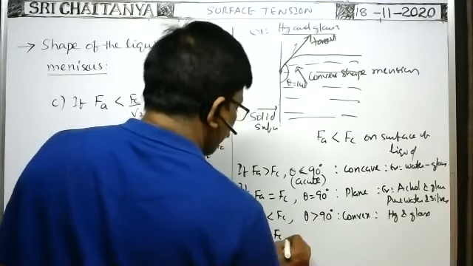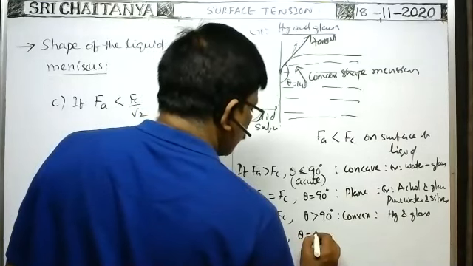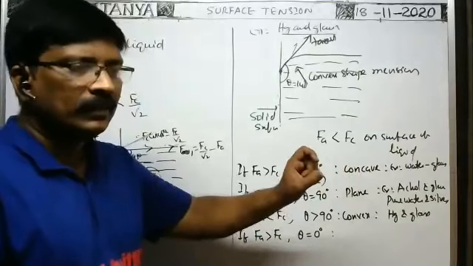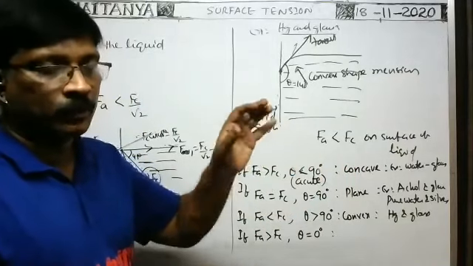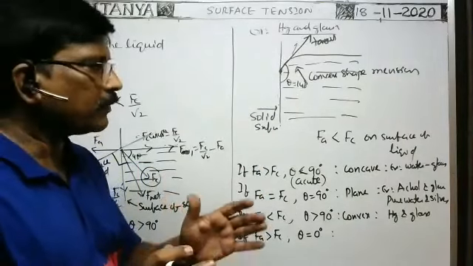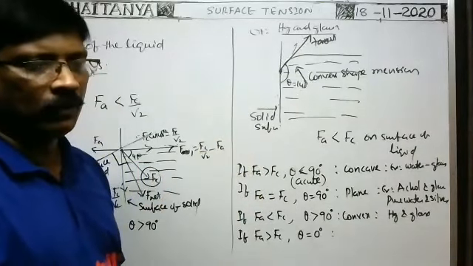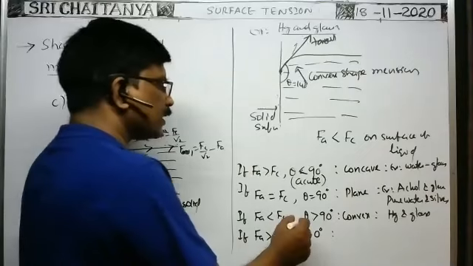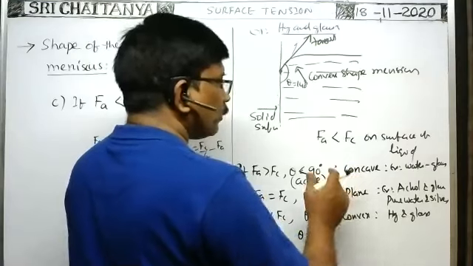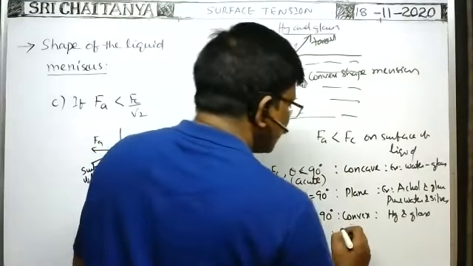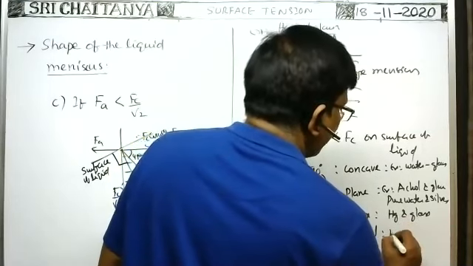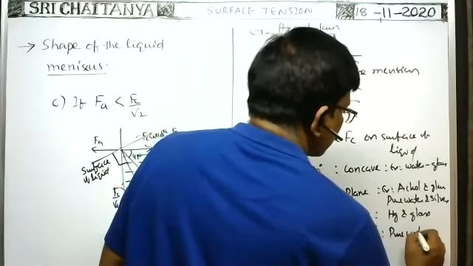Okay. If Fa is greater than Fc and angle of contact is equal to 0 degree, what is the shape of the meniscus? No doubt, concave only. The spherical surface is a part of the concave, a particular case. Theta equal to 0 means no doubt it is less than 90 only. So the shape is concave, particularly spherical. It is the case of pure water and glass.